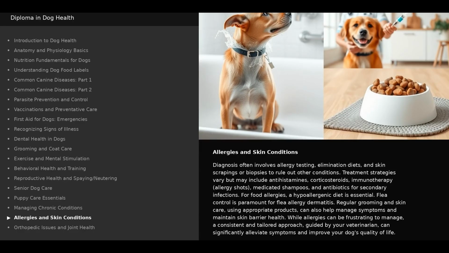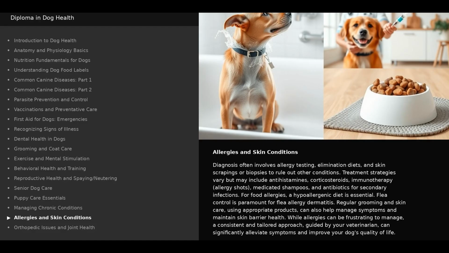Diagnosis often involves allergy testing, elimination diets, and skin scrapings or biopsies to rule out other conditions. Treatment strategies vary, but may include antihistamines, corticosteroids, immunotherapy, allergy shots, medicated shampoos, and antibiotics for secondary infections. For food allergies, a hypoallergenic diet is essential. Flea control is paramount for flea allergy dermatitis. Regular grooming and skincare using appropriate products can also help manage symptoms and maintain skin barrier health.